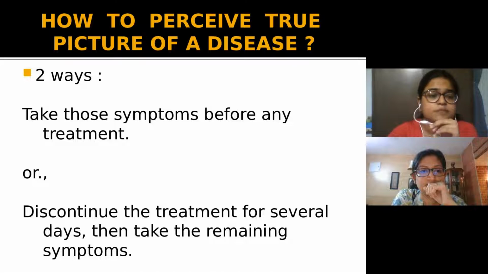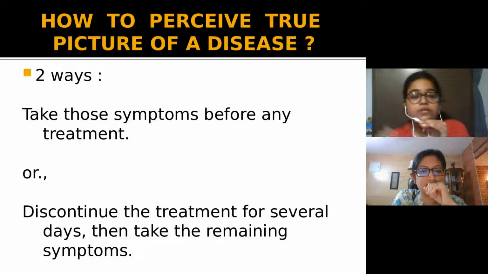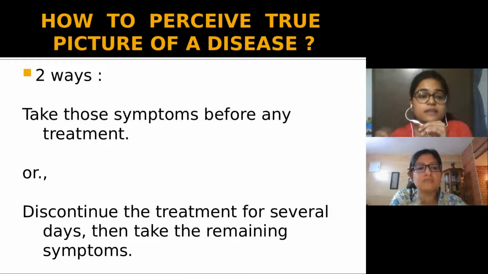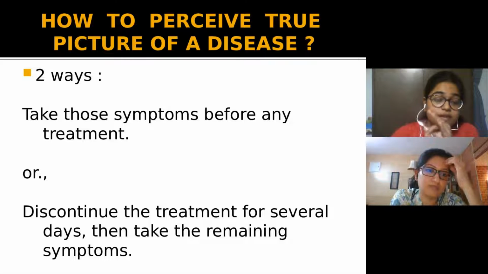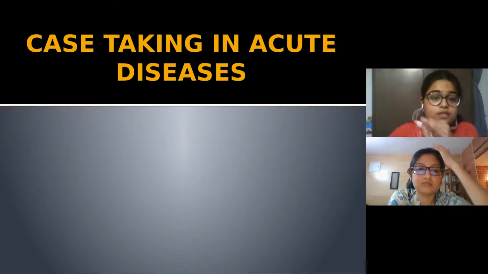There are two ways. Take those symptoms before any treatment. The patient's symptoms before taking treatment are the true picture of a disease. Or discontinue the treatment for several days. We have to discontinue all medications for several days. Then take the remaining symptoms. That will be the true picture of the disease, the true natural disease symptoms.